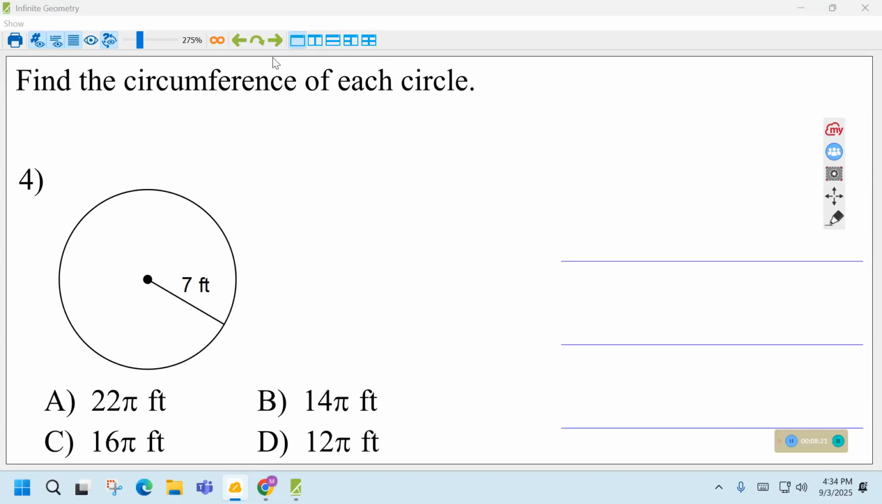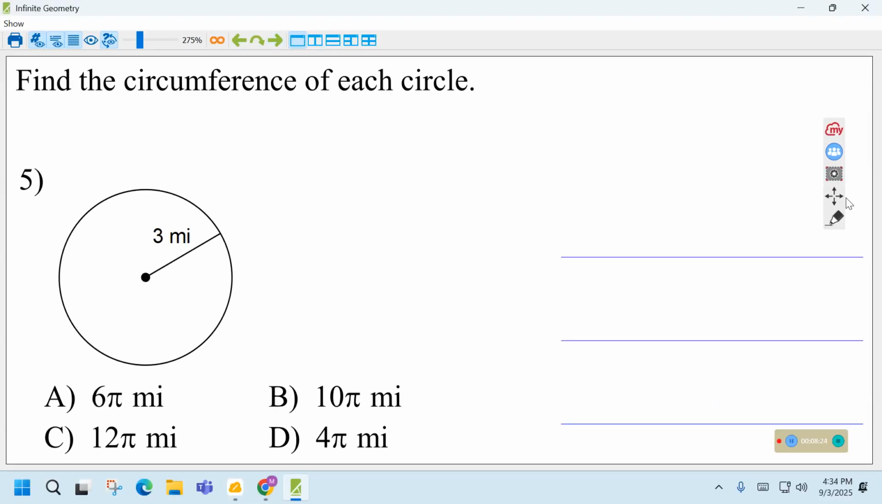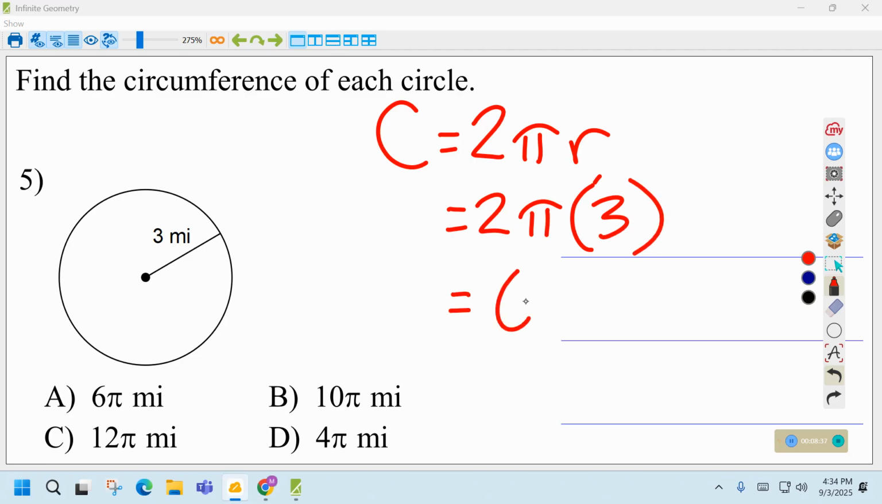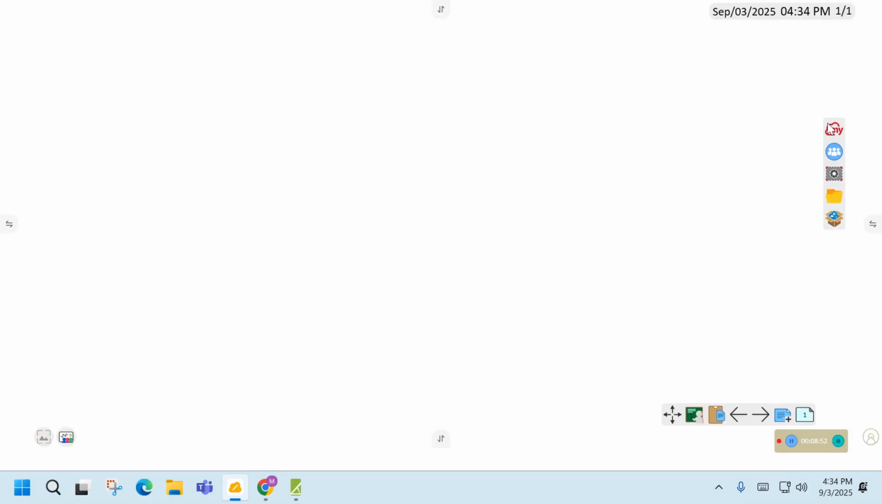Okay, so now let's get to number 5. Hopefully you can try this on your own. Okay, so we're going to write the formula. C equals 2 pi times the radius, and the radius in this case is 3. So 2 pi times 3 gives me 6 pi, and this is miles. Okay. Again, this is the exact value. So we'll go ahead and move on to the next one.